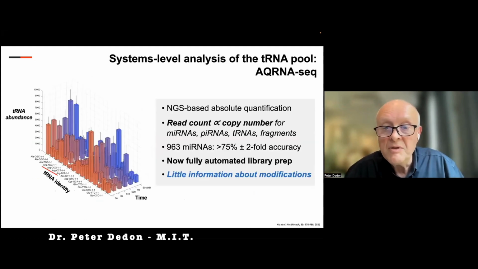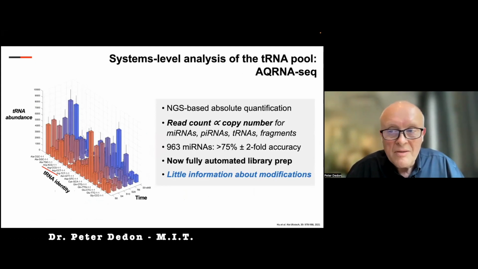no tRNA sequence information. We developed a next-gen sequencing technology to quantify the copy numbers of fragments and tRNAs and all the small RNAs. But this gives you great information on absolute levels of different tRNAs. It tells you nothing, or very little, I should say, about modifications, quantifications of modifications in specific sequences.